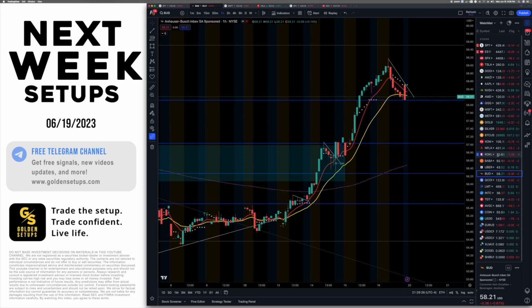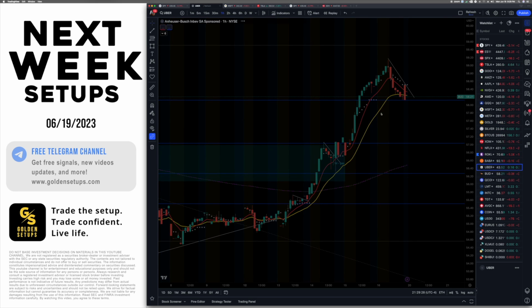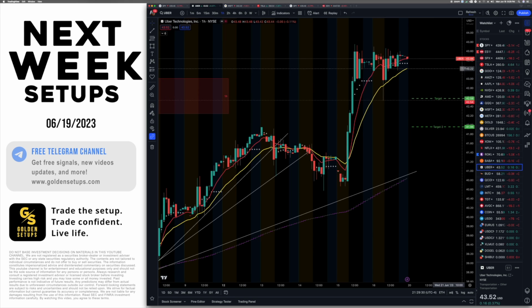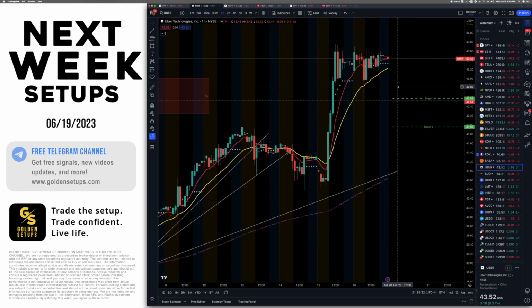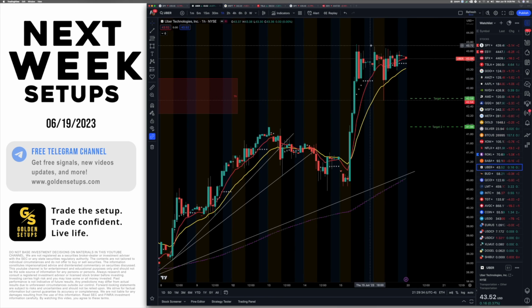All right, let's go ahead and check out Uber. Uber right now, is it looking weak or strong? I gotta say this looks weak up here. You look at all these wick rejections, all of them. It's too many wick rejections.